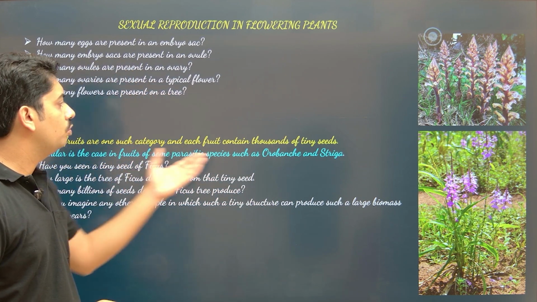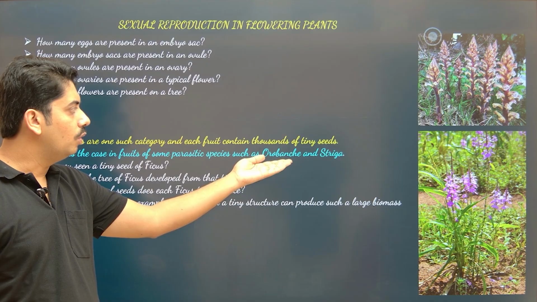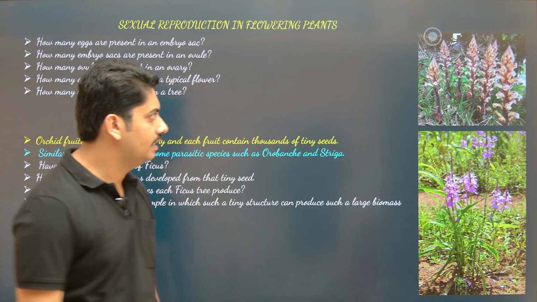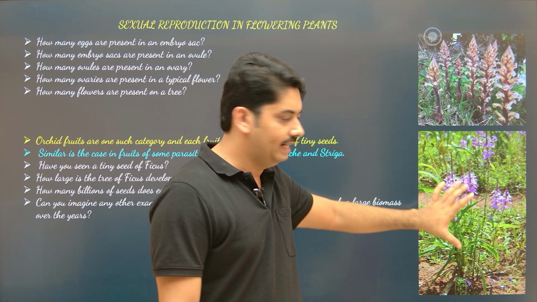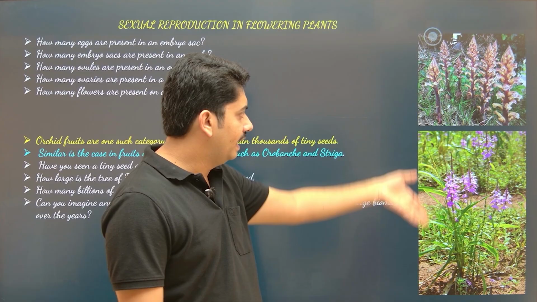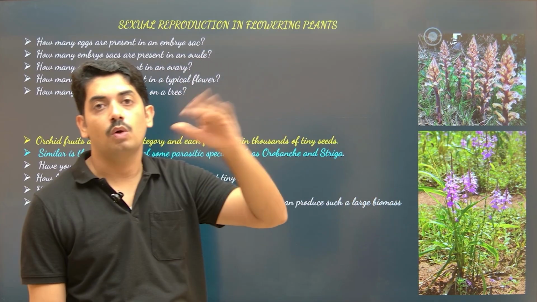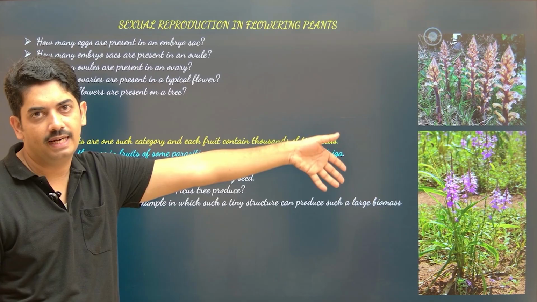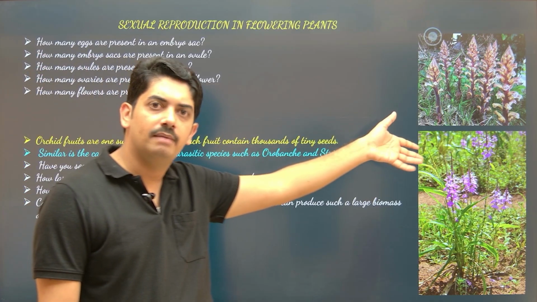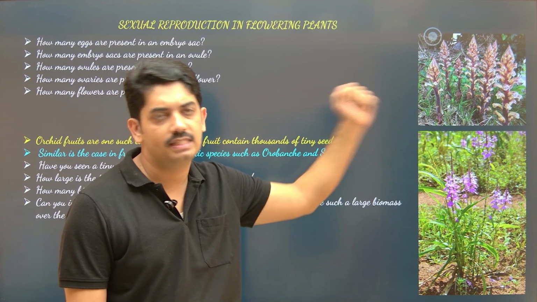There are two more examples, Orobanche and Striga. Here I have given Orobanche and Striga. You can see the plants. If you observe their fruits, inside them they produce thousands of seeds. They are parasitic plants. So in an examination, they may ask for this example as a parasitic plant.